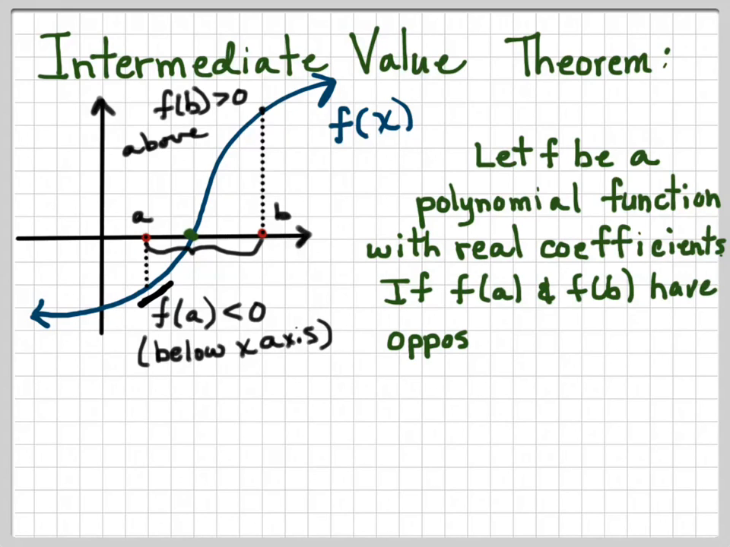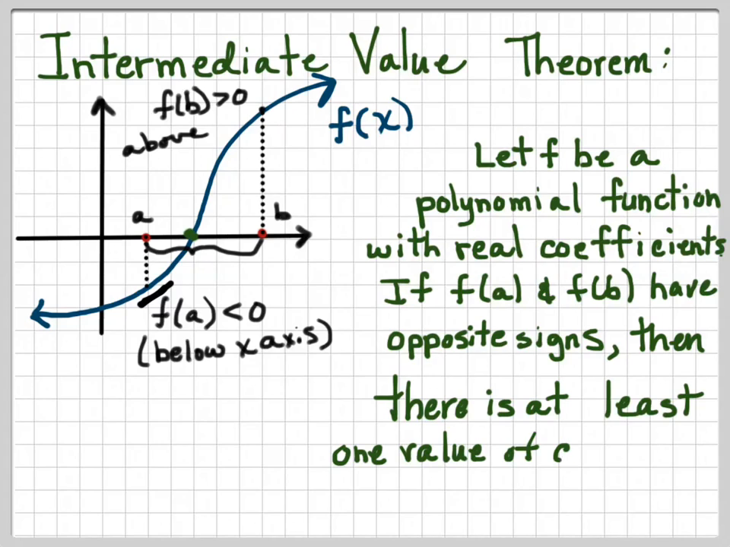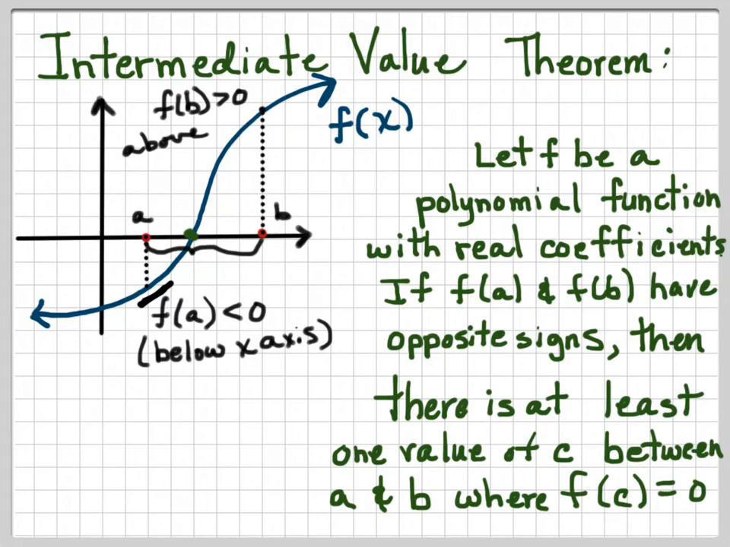So what we know is if we let f be a polynomial function with real coefficients, if f of a and f of b have opposite signs, then there is at least one value of c between a and b. We don't know exactly where it is. What we could do is keep moving a and b closer and closer to each other to try to estimate that. But we do know that between a and b, the graph does cross the x-axis because it was below at A and it's above at B. It's like Sam being inside the classroom at 2 and outside the classroom at 2:03.